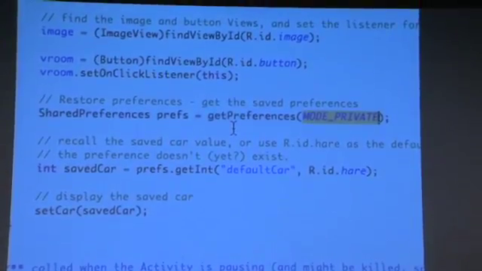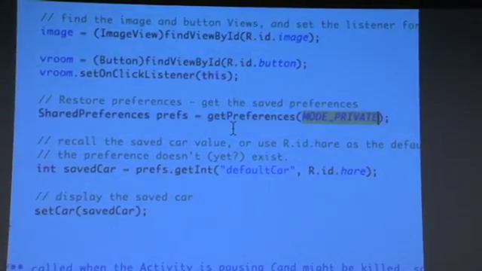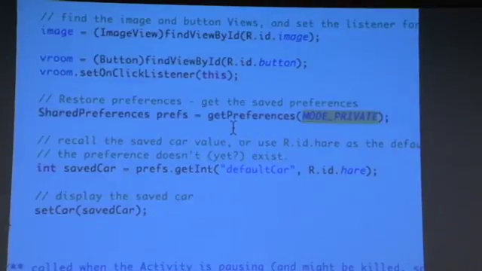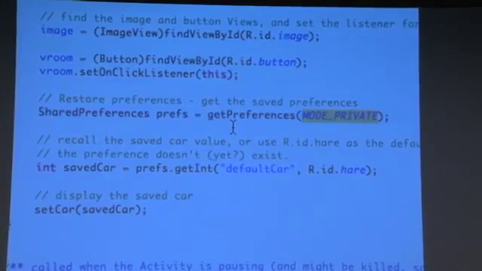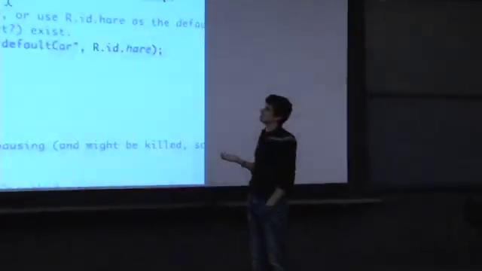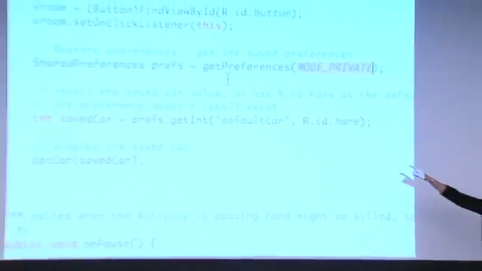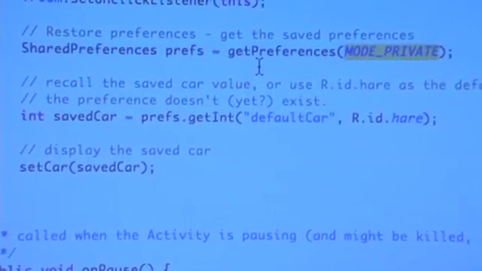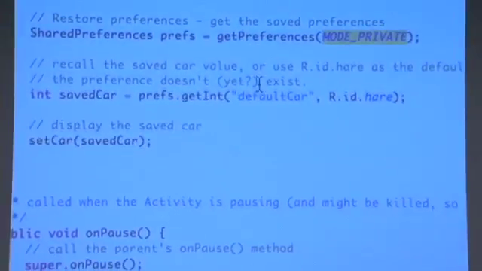This doesn't necessarily mean that if you made it MODE_PUBLIC it would then be allowed to share between multiple activities. Just notice that this is outside of the context of the application. So once we've retrieved our preferences object, all we need to do to retrieve the data contained within it is to use the get-type method. In this case, one of the methods that's been implemented is getInt, which provides us the integer that was stored within the preferences at this key, default car.